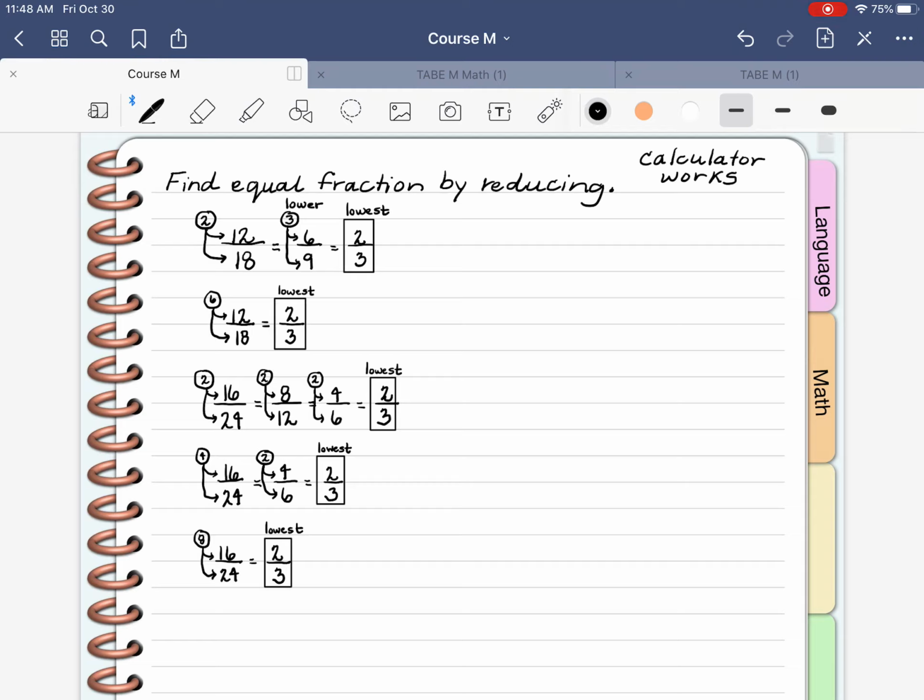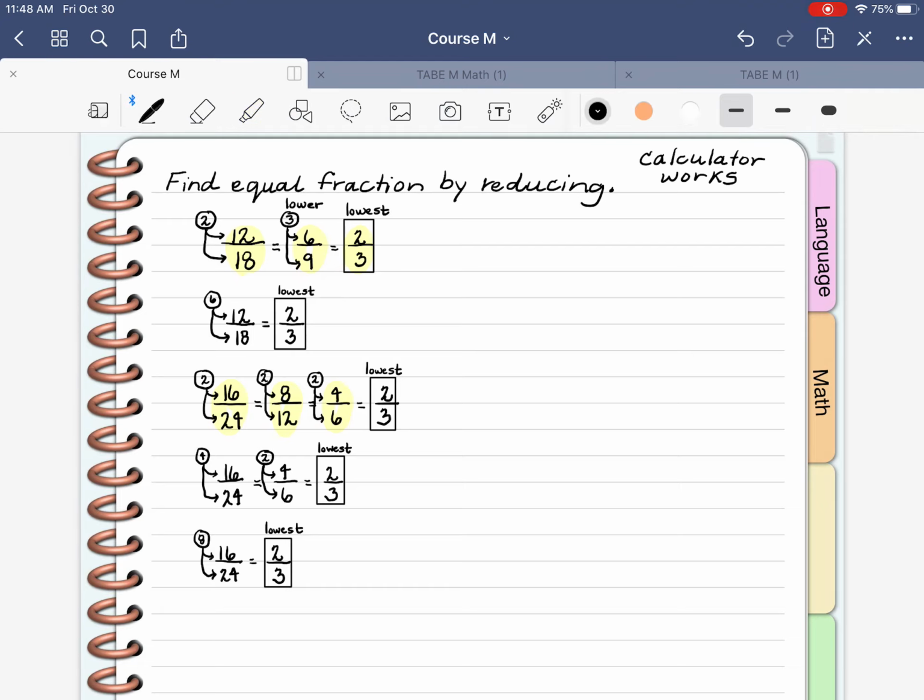Okay. So I want you to see something that is very, very interesting here. And I did not plan this. This just happened by accident. But since it did, let's take advantage of it. All of these fractions break down to 2/3. They're all equal. So 12/18, 6/9, 2/3, 16/24, 8/12, 4 over 6, all of those equal 2/3.